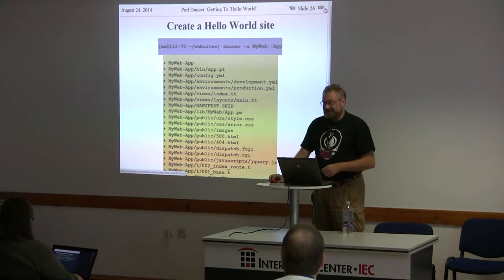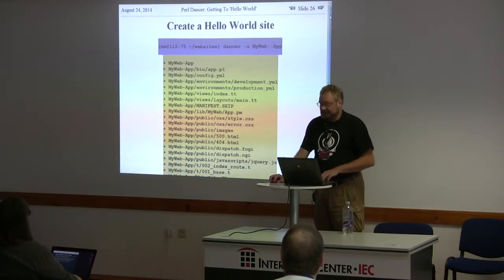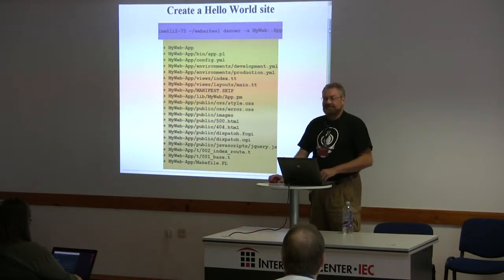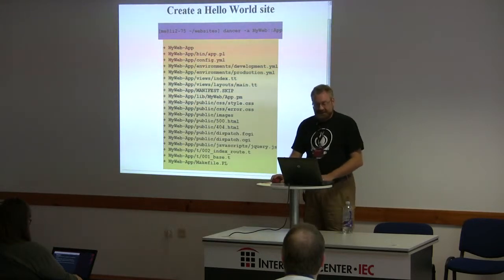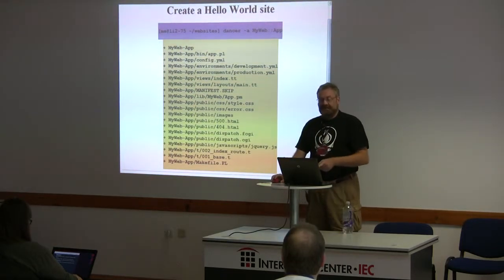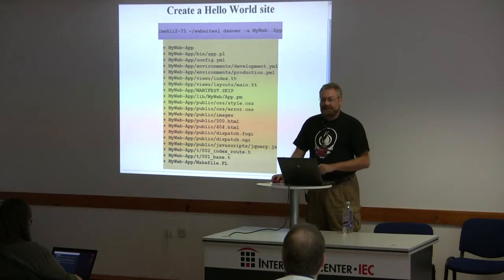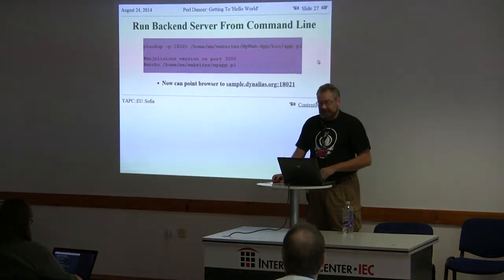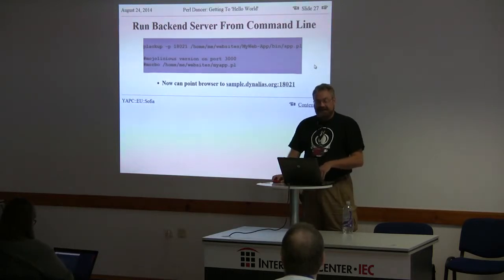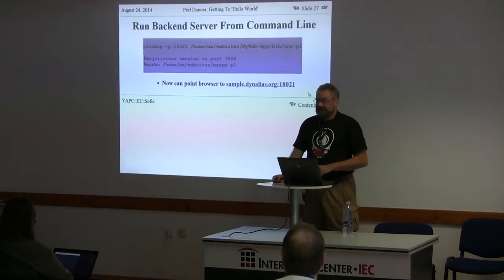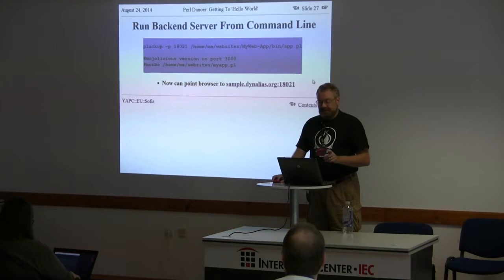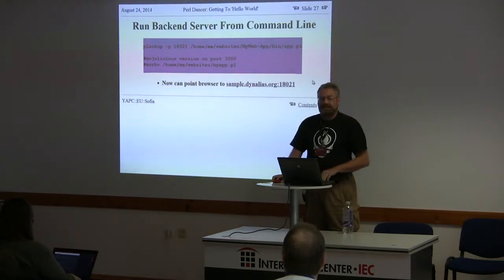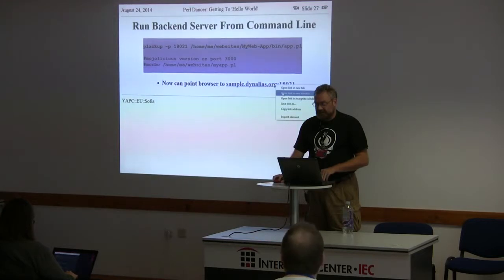And now we are up to the second of four bullet points from the beginning on the one slide. dancer -a, and then the name of the module that is the base of your development. It will make all these files. When you run it, the list is slightly longer. It also lists the directories, but we all know what directories are. From the command line now, you can just say plackup. And give it a port, and then down to app.pl, and it will run it. And if everything worked right, open in a new window.